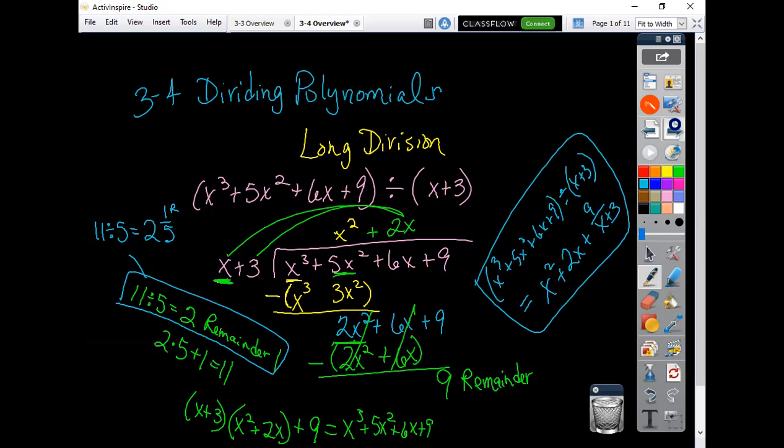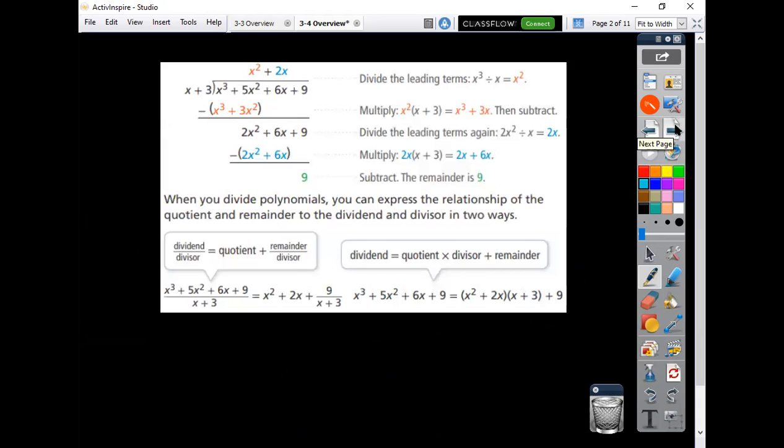I'll look over here, this page will have it all written for you in their notation with the two forms of writing it out: as a division problem on the left, a fraction like saying the numerator divided by the denominator, or as a product of the quotient and divisor where you add the remainder. Either one of those methods for writing out the final equation would be acceptable.